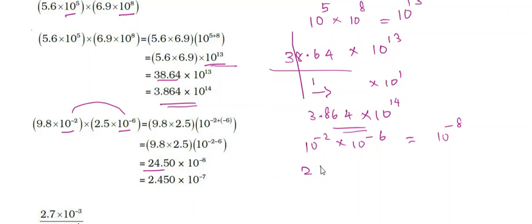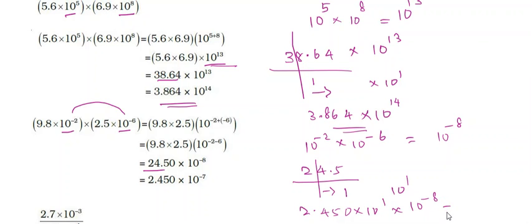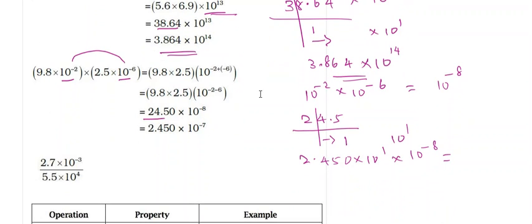So 24.5, and once again you have to split it, take one digit and therefore 10 power 1. Then 2.45 into 10 power 1. You already have 10 power minus 8. Therefore, it becomes 2.45 into 10 power minus 7.